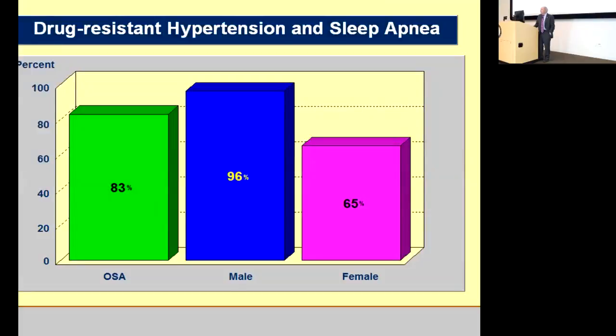And a lot of them who have this have drug-resistant hypertension. 83%, in fact, of people with severe sleep apnea have drug-resistant hypertension. The definition of that is requires 3 or more drugs to control your blood pressure. There's a lot of people out there who have that, and that isn't a good thing.